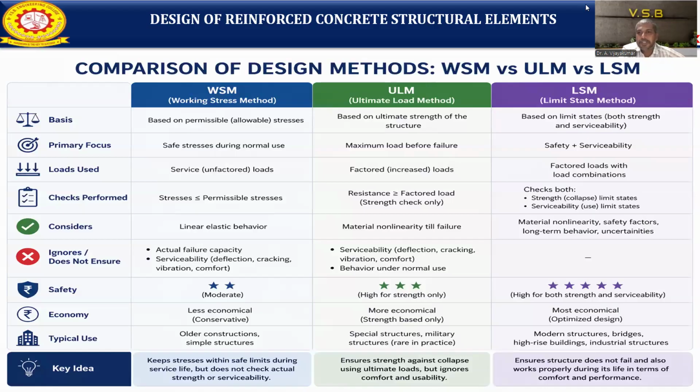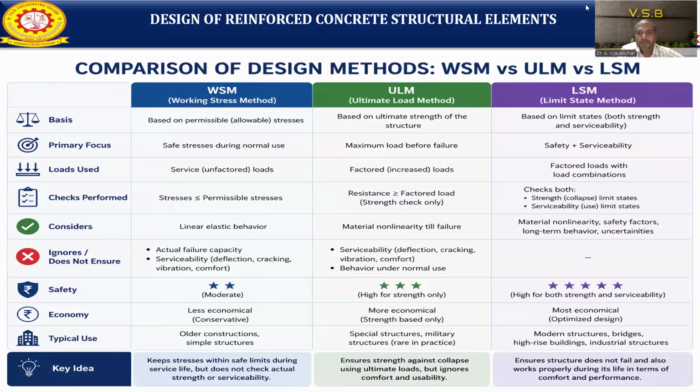When you're talking about the working stress method, we use more materials, so it will be less economical. The ultimate method is more economical, but strength-based only. Okay. But when considering strength only, we are going to use more materials. So the strength point of view is good for the ultimate method. Most economical, with optimized design, is the limit state method.